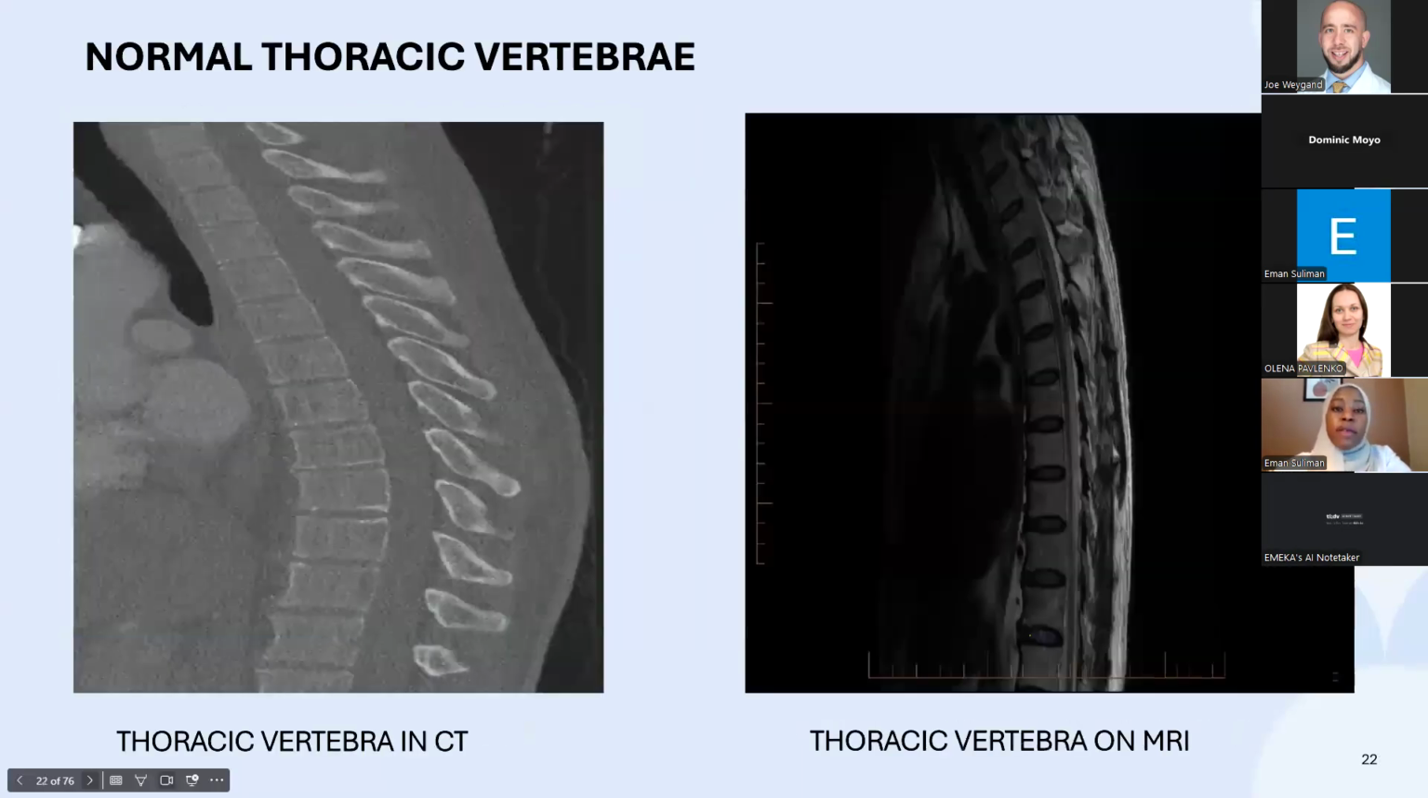Here we have normal thoracic vertebrae. There are 12 in number. In CT, we could see the bony structures, and in the MRI, we could see the soft tissue, the intervertebral disc, and the spinal cord.